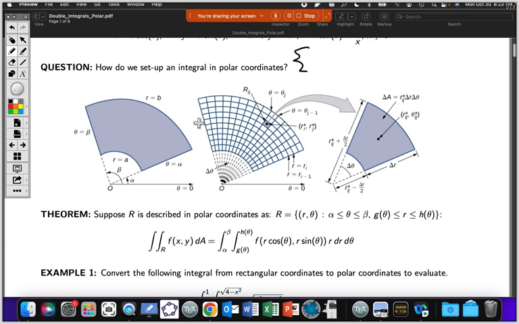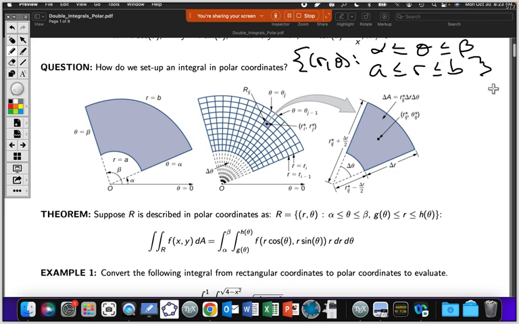So this would look like, we're looking at r's and thetas, where theta is described as sweeping between two angles alpha and beta, and r is described as sweeping between two numbers a and b. So in polar coordinates, r equal a, r equal b, those are circles, and theta is running from alpha to beta.